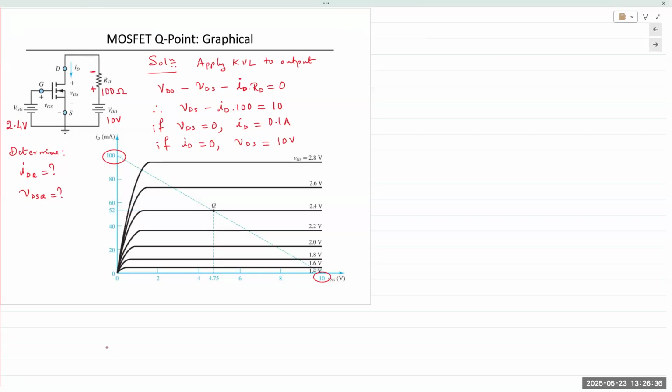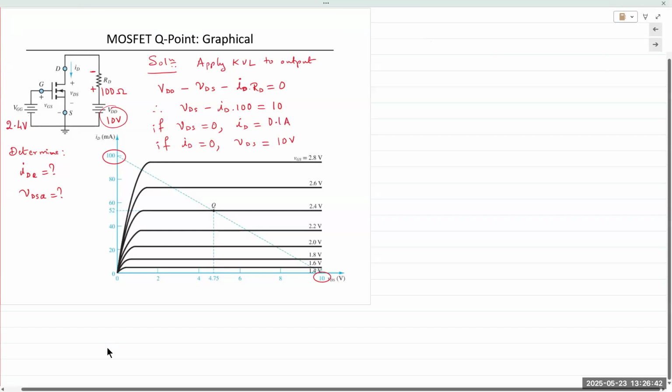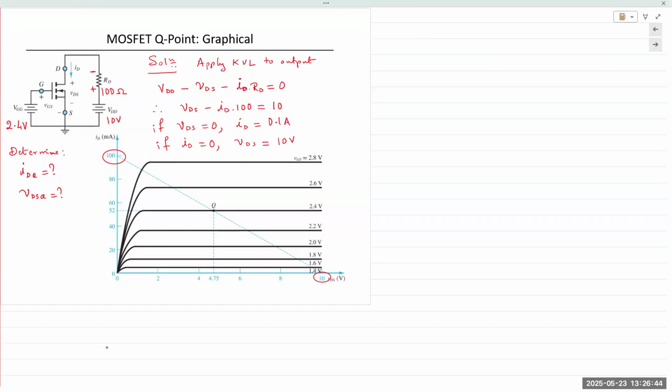Okay, so the givens are VDD is 10 volts, VGG applied on the input side is 2.4, RD drain resistance is 100 ohms. We're asked to determine the operating point, the quiescent point or the Q point values of the drain current and the drain source voltage. So IDQ and VDSQ.